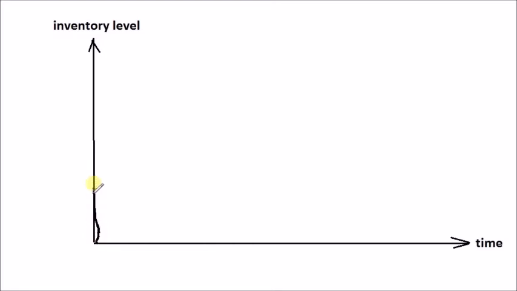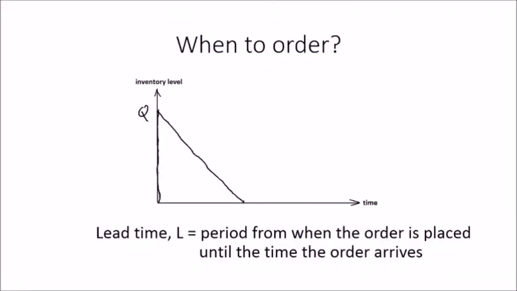When the order arrives, the inventory level increases to Q. As time goes on, the inventory level decreases as the items are being sold off. Finally, the inventory level reaches 0. Now that the inventory level is 0, the business should place an order. The question is, when to place the order?